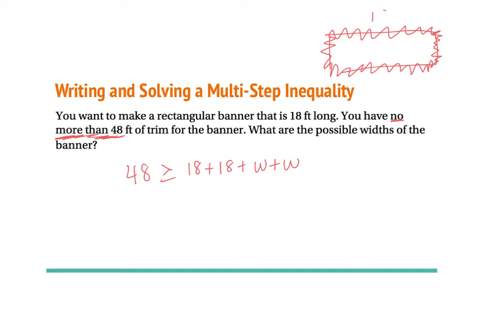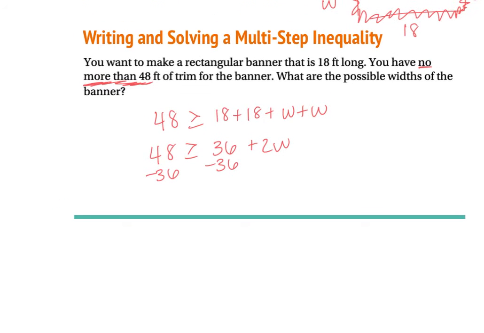And we know that it's 18 feet long, but we don't know the width, okay? So that's why we labeled that W. All right, so this becomes 48 is greater than or equal to 18 plus 18 gives us 36 plus 2W. We subtract 36 from both sides because remember, we want to find out what W is, the solutions for W. These will cancel. 48 minus 36 is going to give us 12 is greater than or equal to 2W.